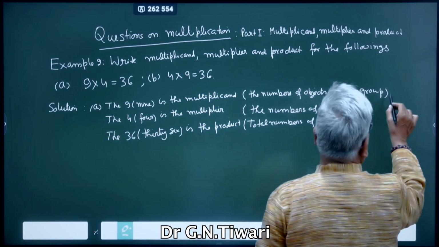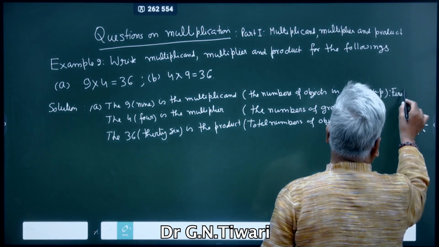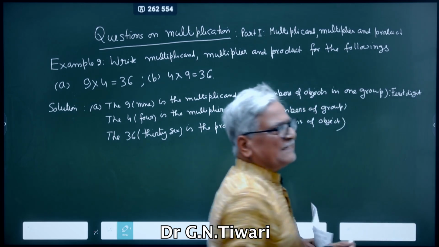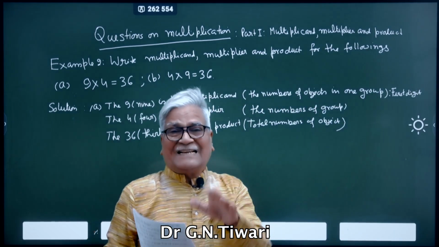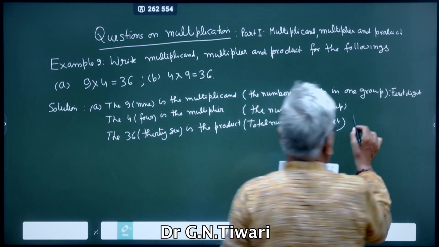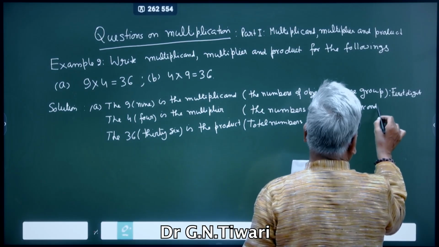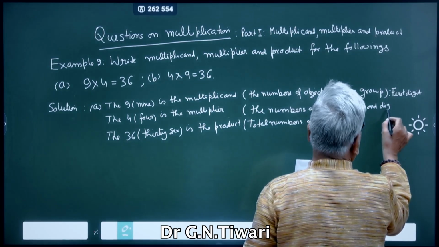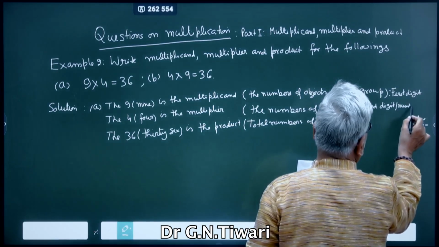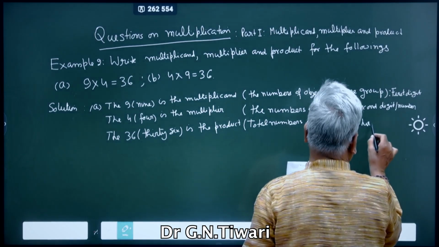One thing also you write. This is the first digit. Why I am writing this? The student should know first, second, third. It is known as the ordinal. And this is the second digit, the number. And this is the third digit.